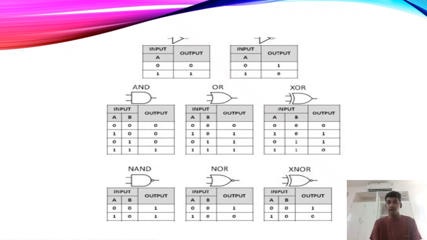Here the XOR gate outputs 1 when the input has an odd number of ones. And the NAND gate is the complement of the AND gate. The NOR gate is the complement of the OR gate. And XNOR is also one type of gate, as shown in the figure truth table.